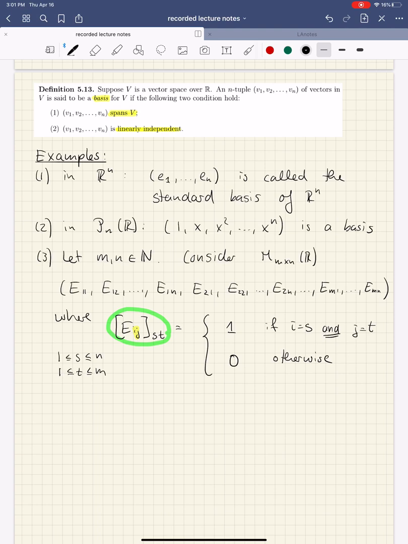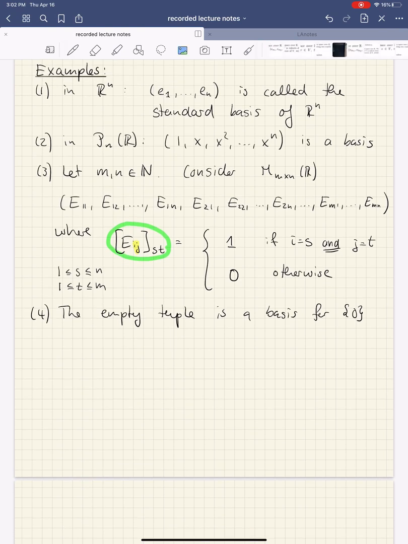Okay, and let's do a last one. Let's look at the trivial vector space. Then the empty tuple is a basis for the vector space that can just consist of 0.